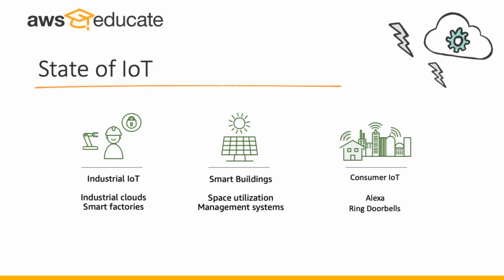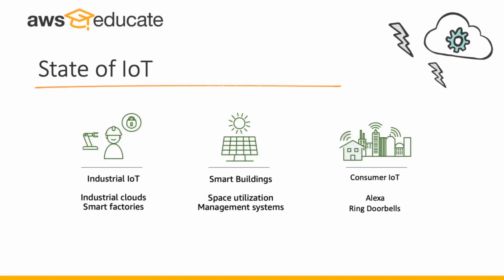Industrial IoT relates to industrial cloud and smart factories. So what do these actually do? Using industrial clouds and smart factories, data is brought together from all machines and systems in all factories. This allows companies to analyze processes better and become more productive when creating products in their factories.